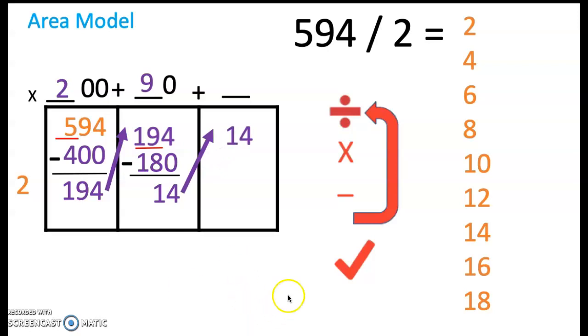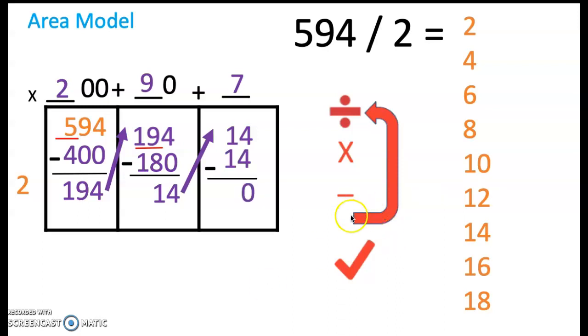Now we know that we're in the ones place, but we have some leftovers from our tens. If we skip count, we can get to exactly 14. That's skip counting 7 times. Now we multiply. 7 times 2 is 14. When we subtract those, we get 0.